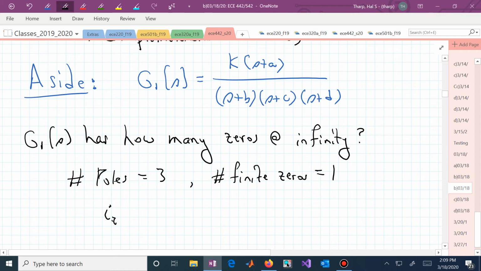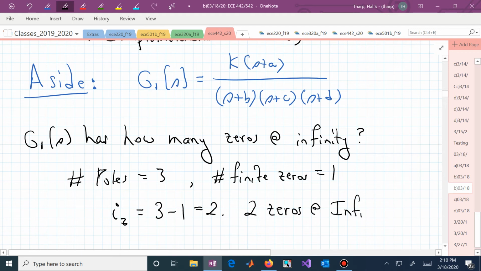So the zeros at infinity, and I don't remember if this was the notation. I guess spring recess was too long. But let's say we label the zeros at infinity as I sub z. Then that's actually equal to the number of poles minus the number of finite zeros, or 2. So we do have 2 zeros at infinity in G sub 1 of S.